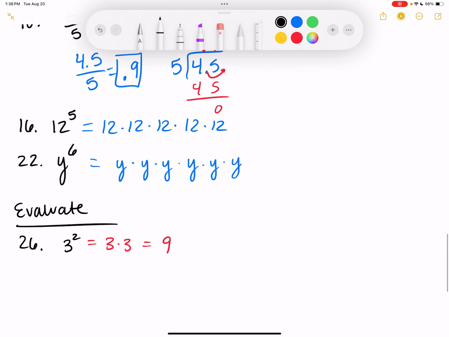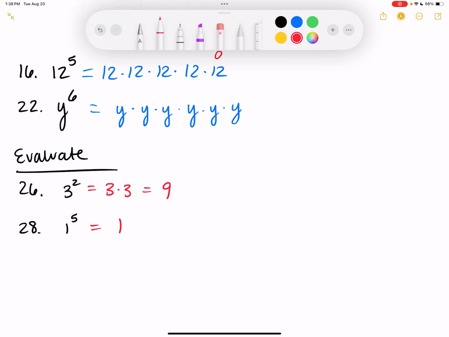How about this one? 28. 1 raised to the 5th power. 1. Good. Thought I was going to trick somebody. I was about to say 5. I'm glad. Look, I have kids in pre-cal that do that.